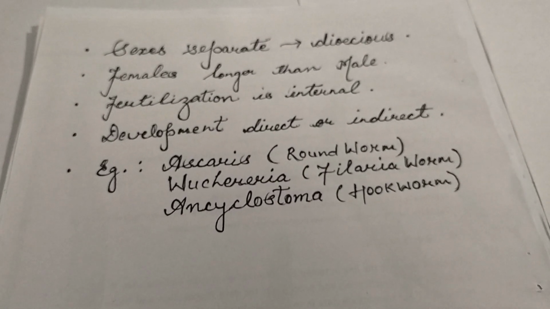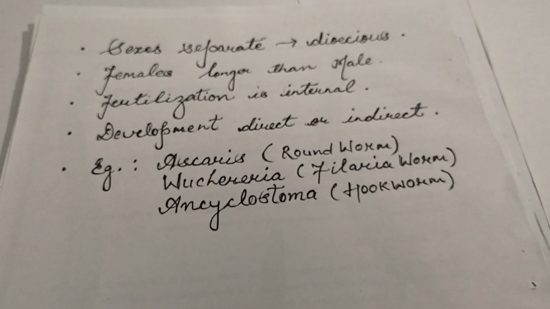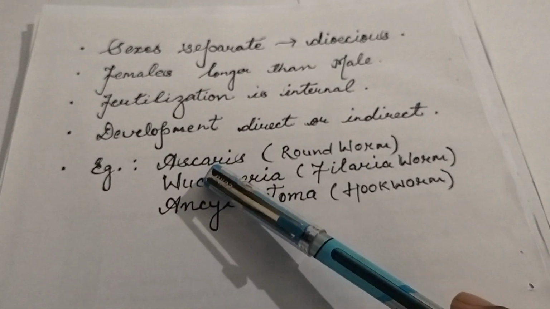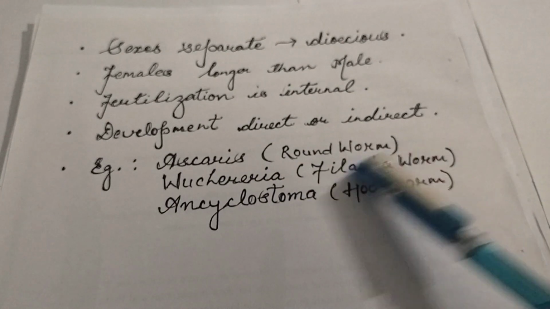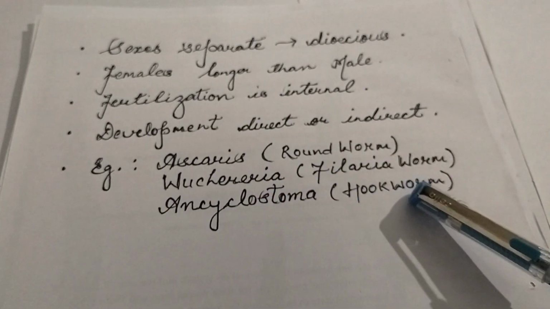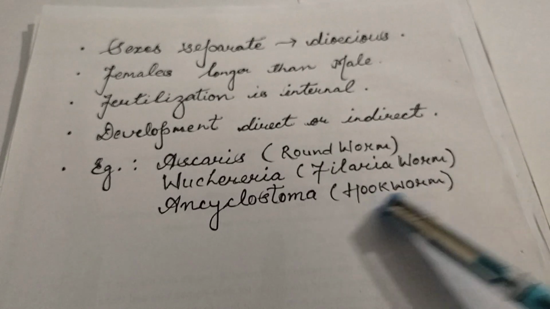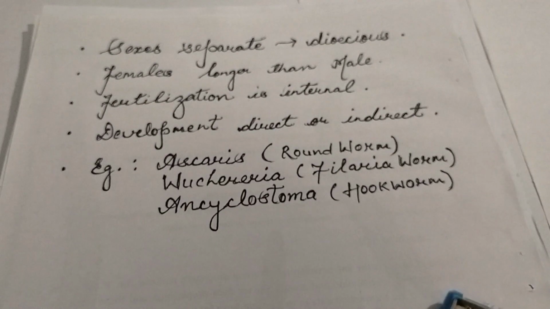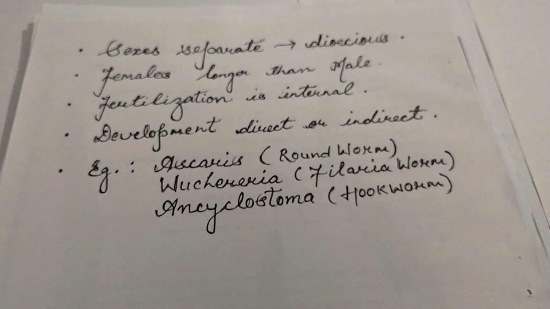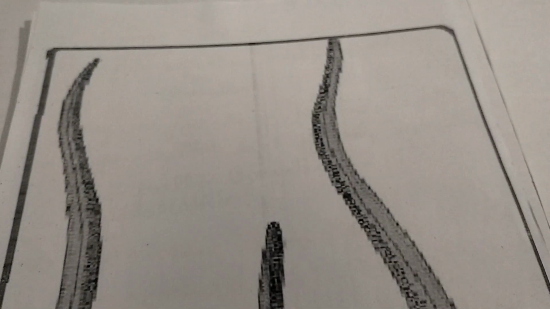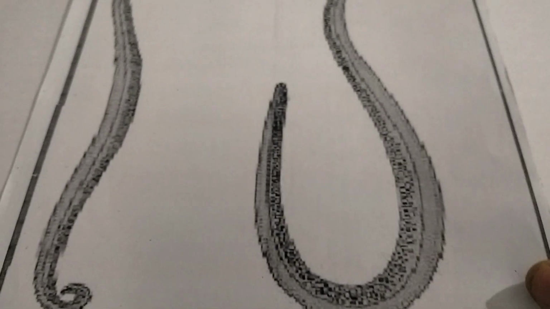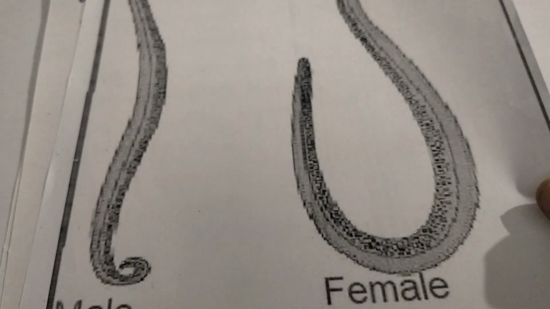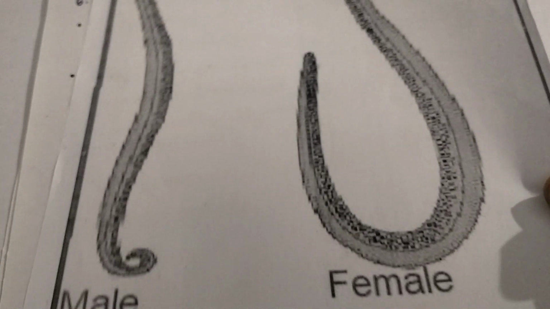So some examples of this phylum are Ascaris, commonly known as roundworm, Wuchereria, known as filarial worm, and Ancylostoma, known as hookworm. I will show you some figures. See, this is Ascaris. This is the picture of Ascaris, a nematode, member of Nemathelminthes, commonly known as roundworm.